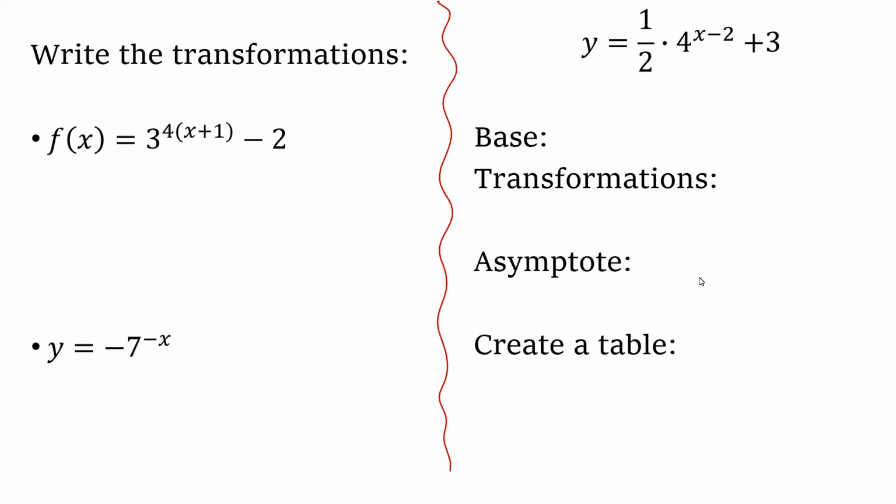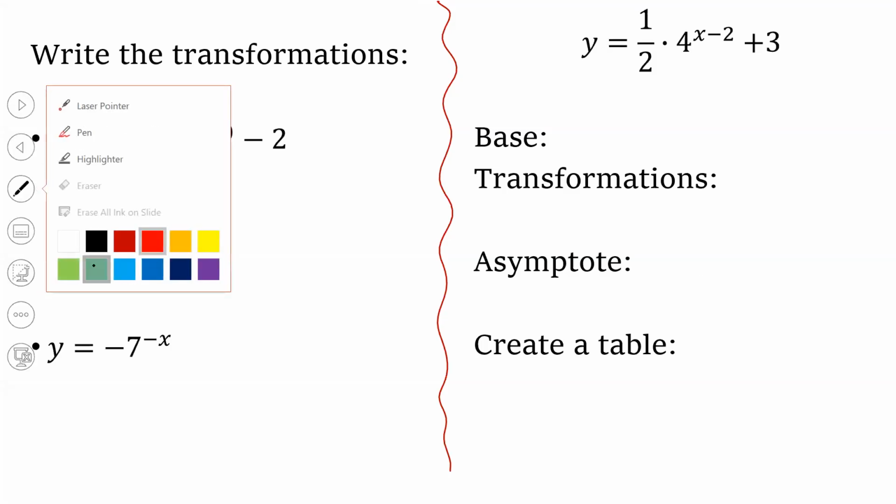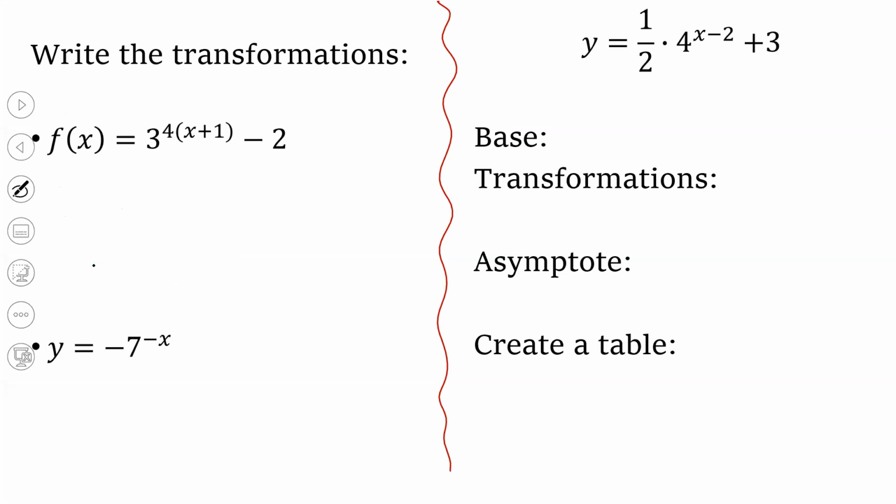So the ones on the left just say write the transformations. Before I can write transformations, I need to know what my base is. So in this first problem, what is my base? The 3 is my base, okay? That has nothing to do with transformation. That's why we circle it so it's out of the way.